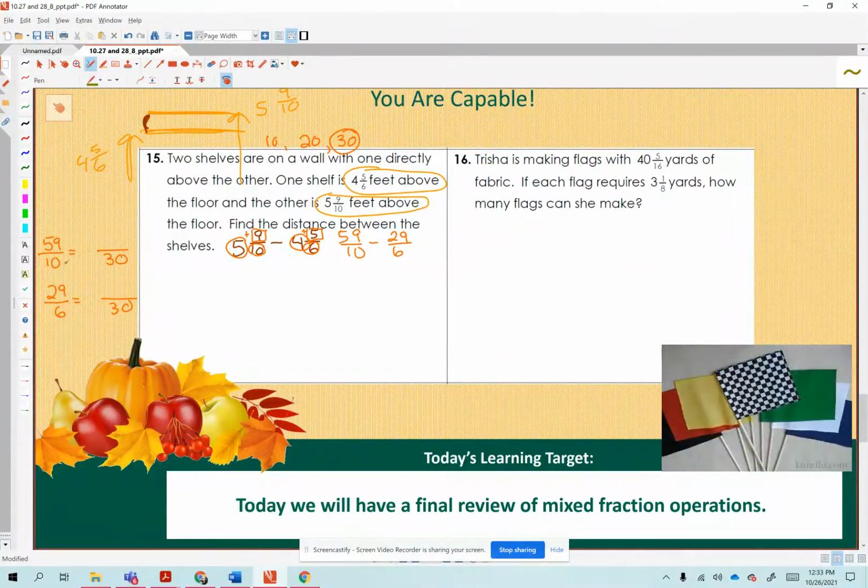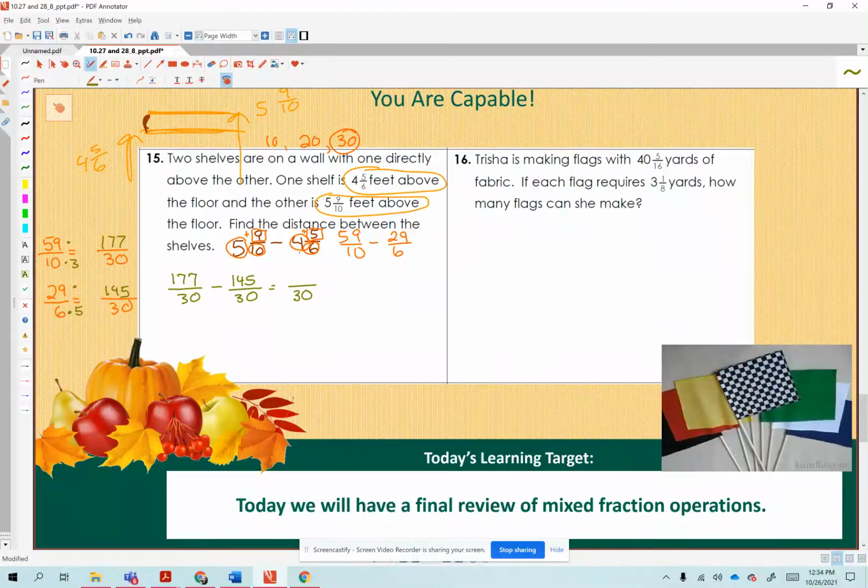So I know that 10 times 3 is 30, and 59 times 3 is 177. So that's our first fraction. I know that 6 times 5 is 30, and 29 times 5 is 145. So now I rewrite this problem as 177 over 30 minus 145 over 30. My denominator, my answer will be 30. That's before it's simplified.